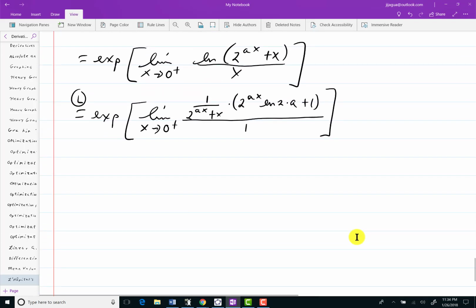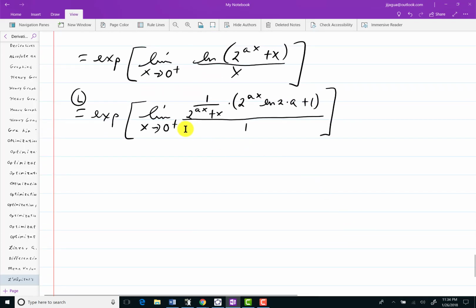And now let's see if I can plug in my 0. If I plug in 0 for x, I'll get 1 over 2 to the 0. I'll get 1 over 1. That won't be a big deal. It looks like I'm not going to have a problem with plugging in. Let's go ahead and do it.